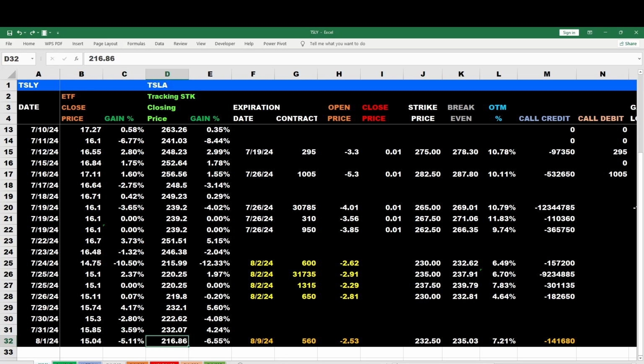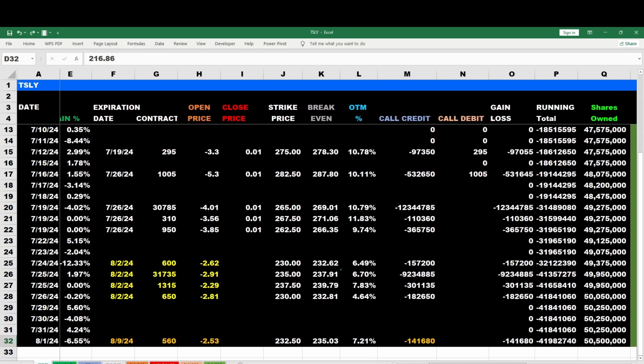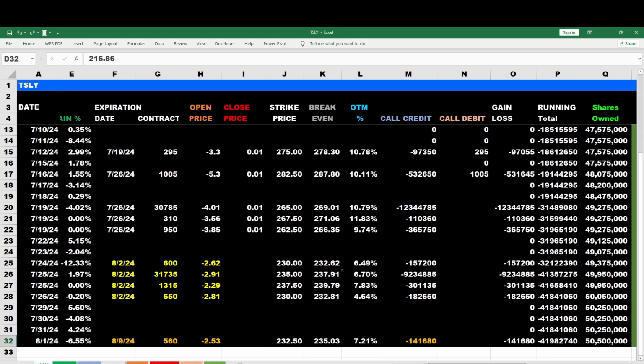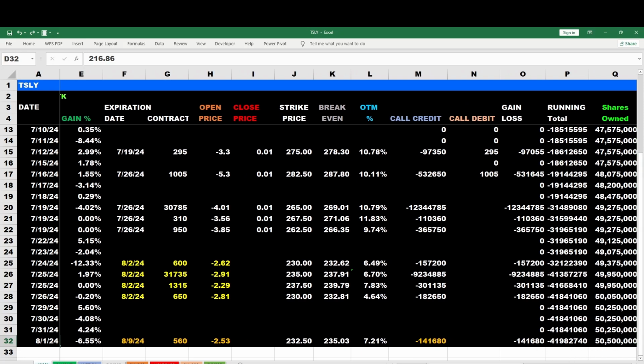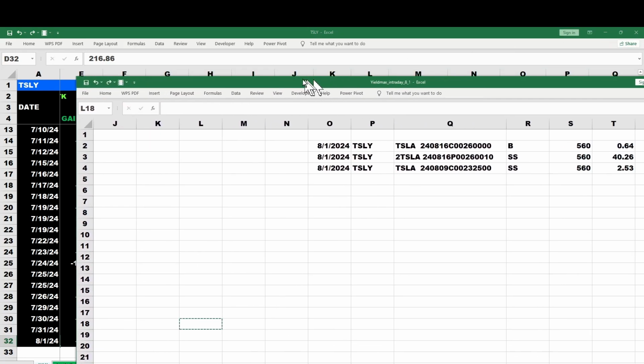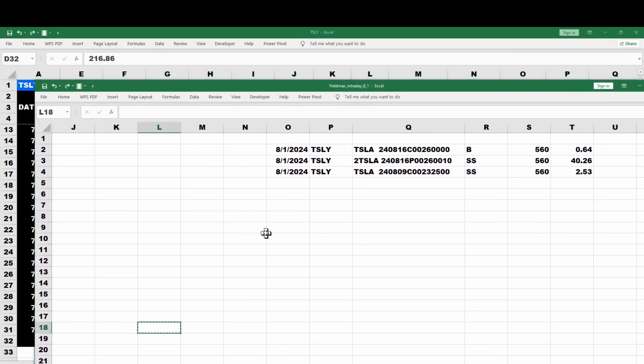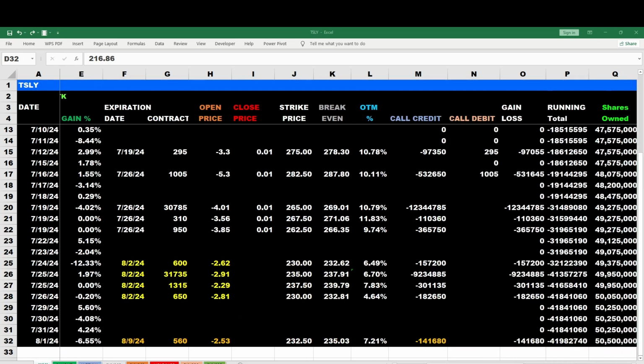So there were 50,000 shares bought in, went from 50,250,000 to 50,500,000. So they put the following trades on. They went to their 260, right? And they're trading down at 214, 216. So they're able to buy for 64 cents a call way out of the money and sell it for $40.26. Additionally, they put a 232.50 out for next week, expiring on 8/9, and sold that for $2.53.